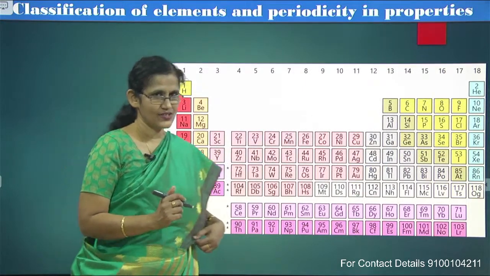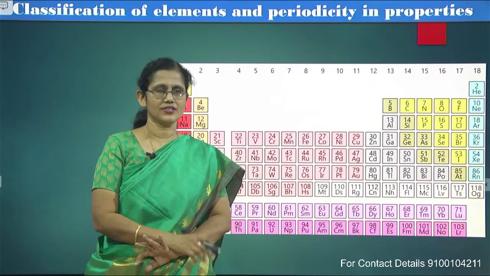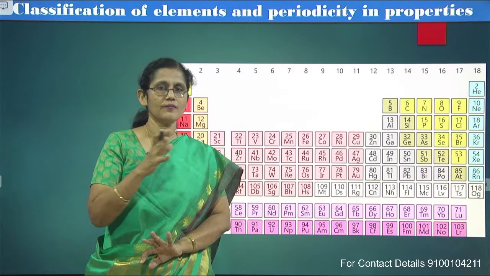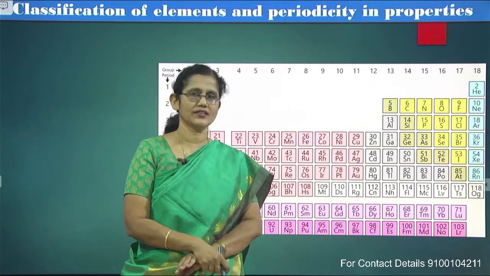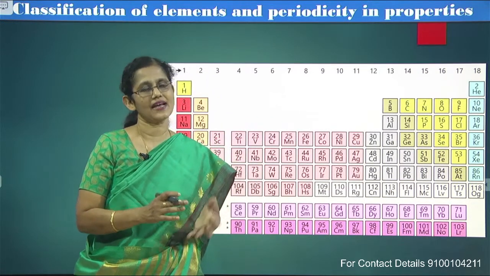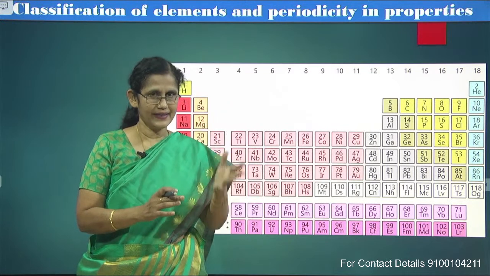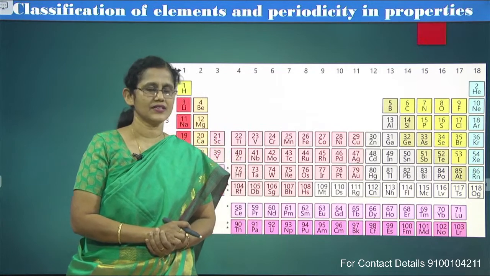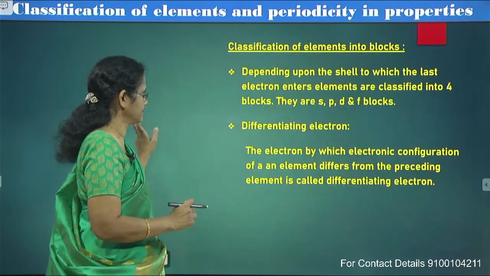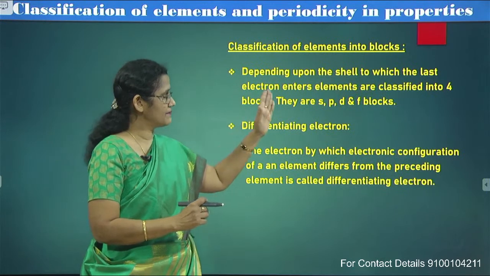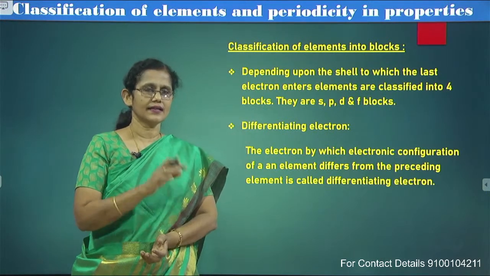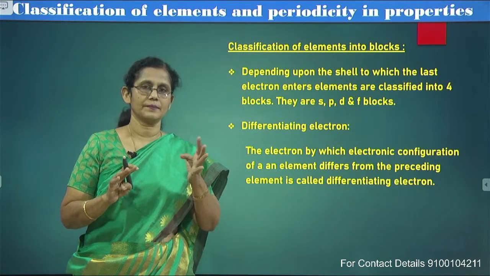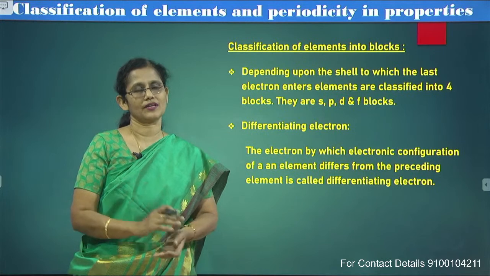So, we have discussed the long form of the periodic table, different periods, different groups, and we discussed it elaborately. This is one type of classification into periods and groups. One more type of classification we are now going to discuss. This is classification of elements into blocks. The elements are classified into 4 blocks, S block, P block, D block, F block elements.